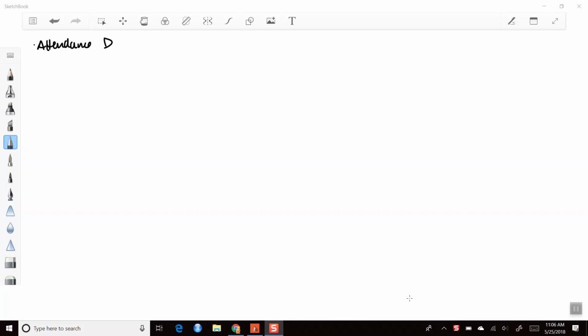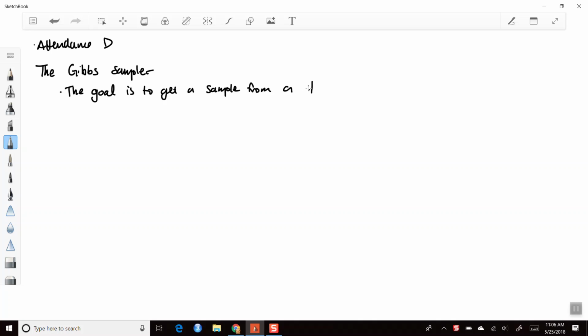All right, so we are talking about the Gibbs Sampler. It's an important MCMC method, right? So, big picture, what are we doing with the Gibbs Sampler? The goal is to get a sample from a target multivariate joint distribution.